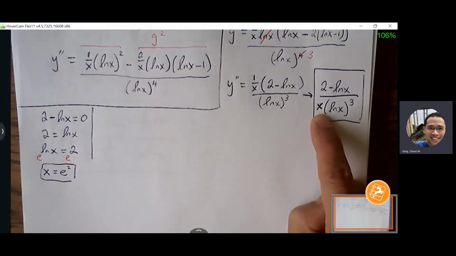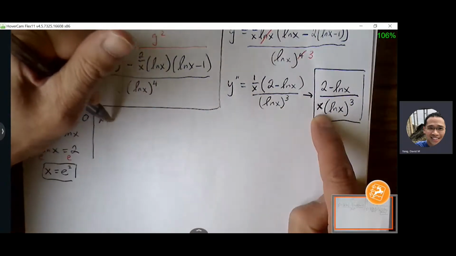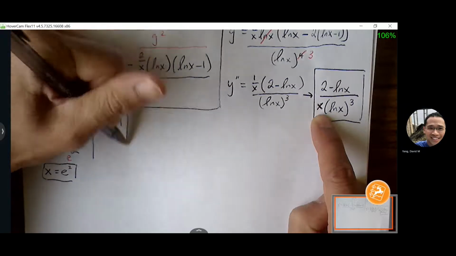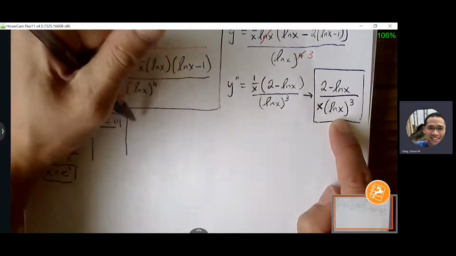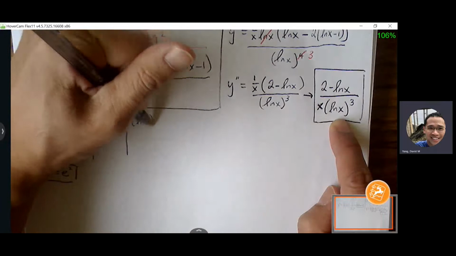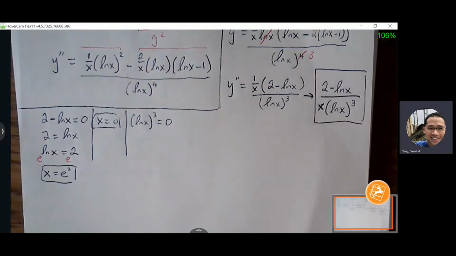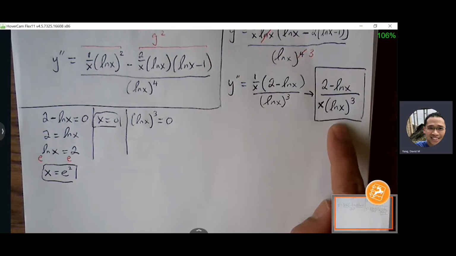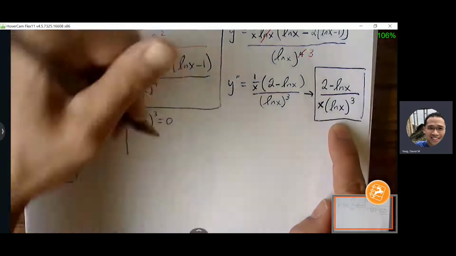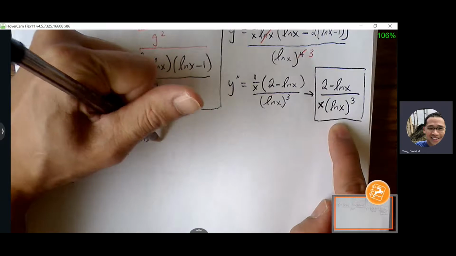Next one, we have x by itself. So there's something there as well. x equals 0. And then also the natural log of x cubed equals 0. Cube root both sides. I'm just left with natural log of x equals 0.